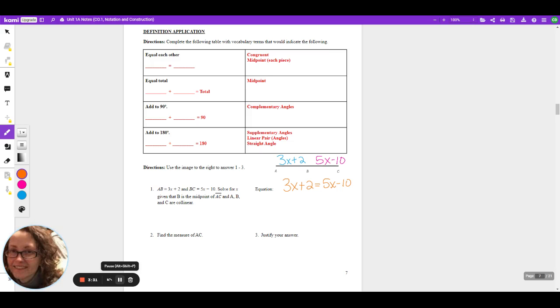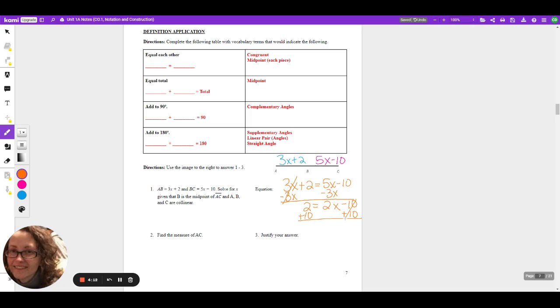When solving this equation, I need to make sure I get like terms on each side. So I'm going to go ahead and take my x's to the right-hand side. To do so, I'm going to subtract 3x from both sides. My 3x's cancel, and I get 2 equals 2x minus 10. Now I want to bring all the numbers to the left-hand side, and I'm going to do that by adding 10. I'm just using the opposite sign of what I have.